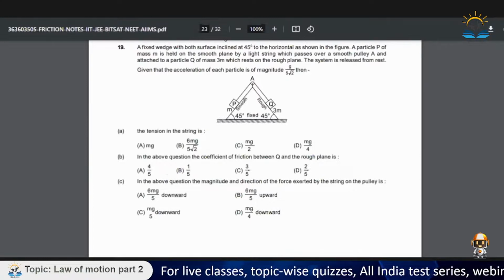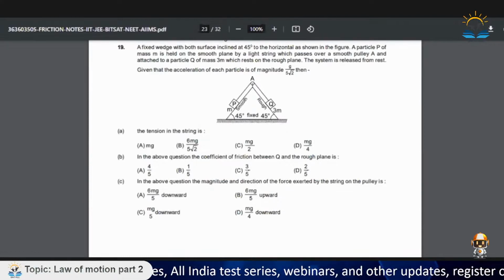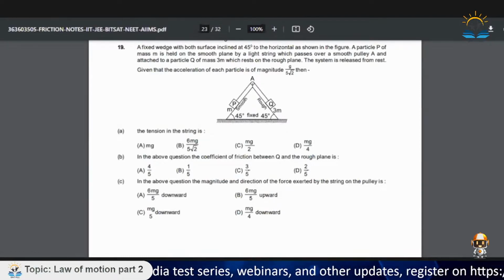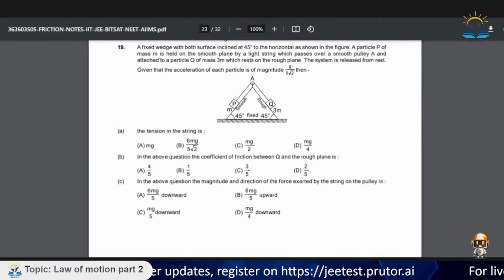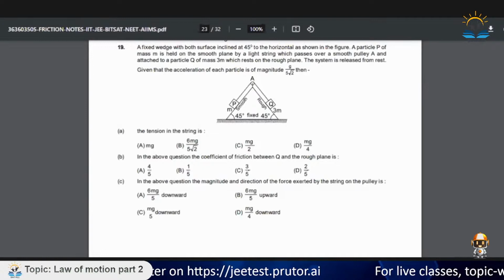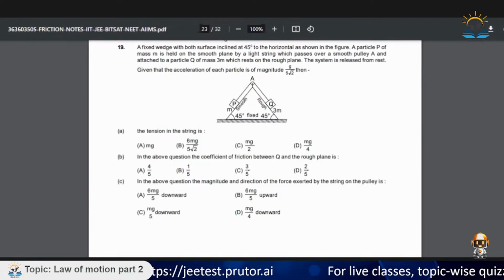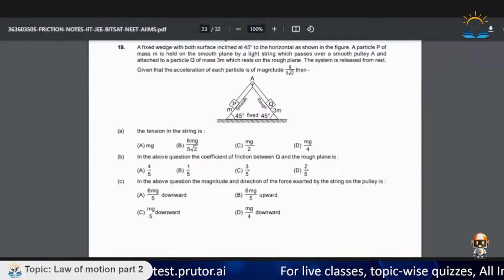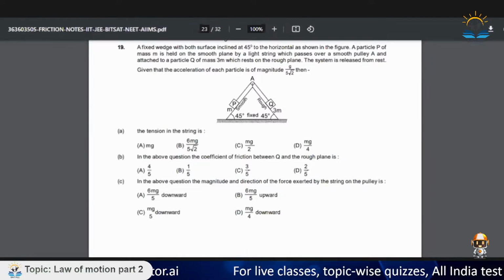Now in the above question, the coefficient of friction between Q and the rough plane is... Now they ask us what is the value of mu here at the rough plane. So now since we know the tension in the string, we can write Newton's second law of motion equation at the particle Q. So we will write F net is equal to mass into acceleration.